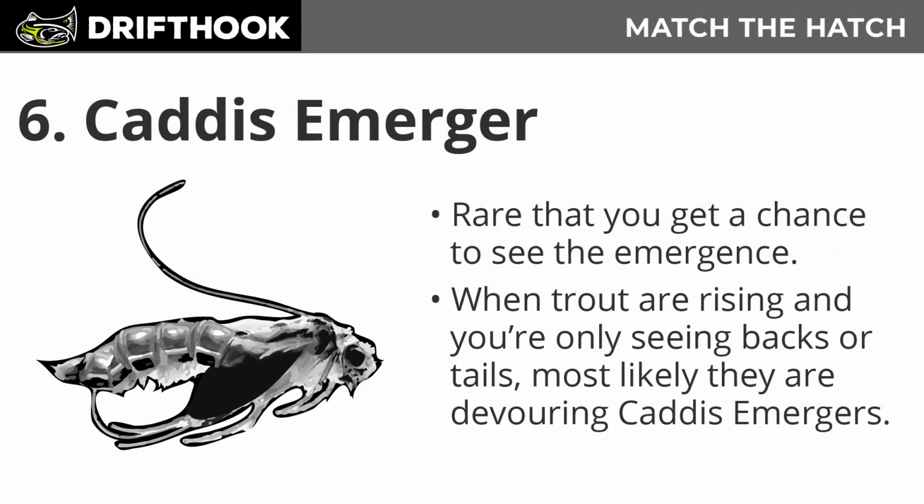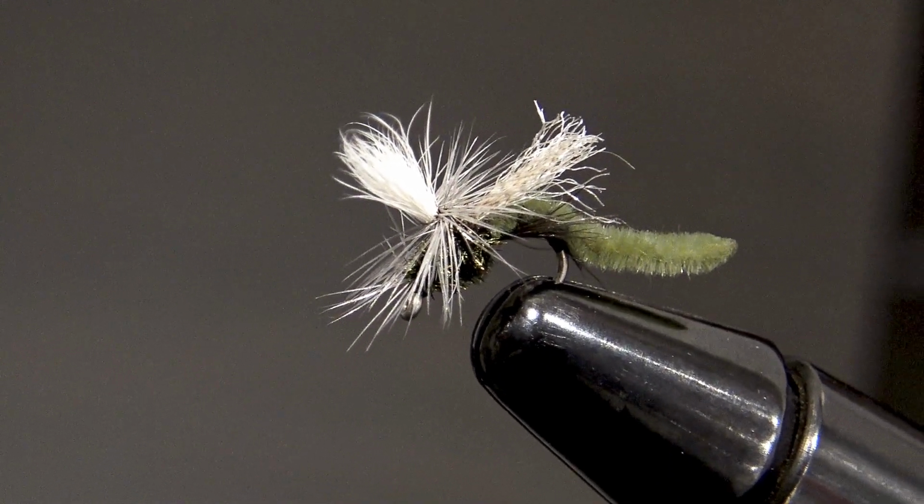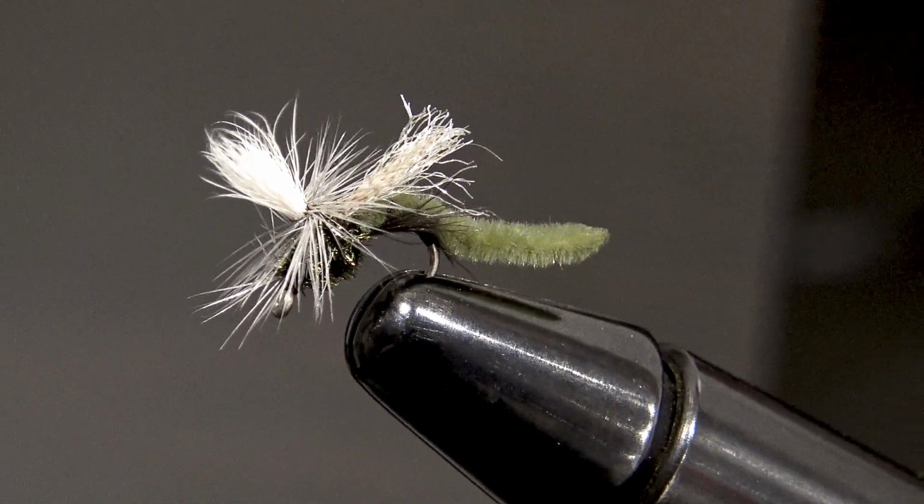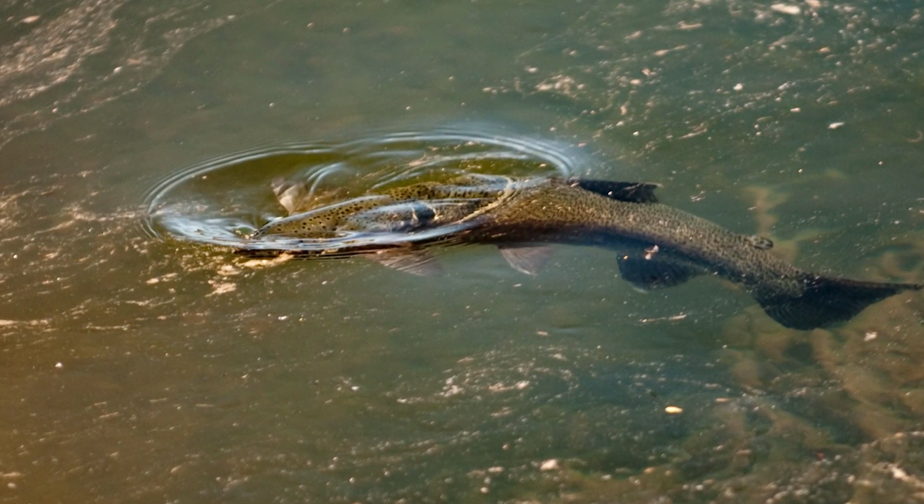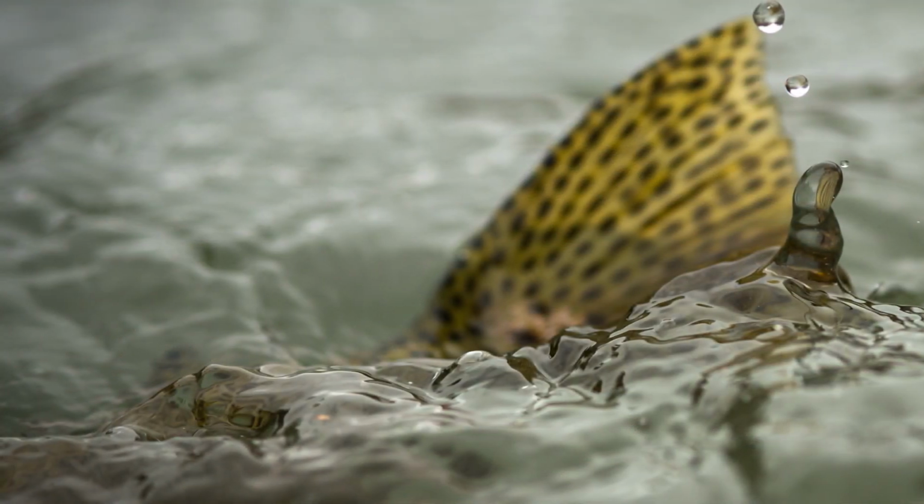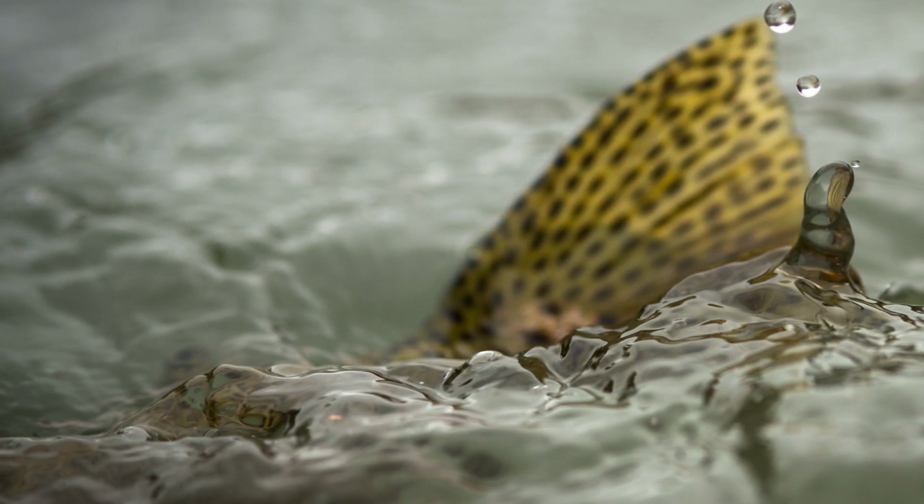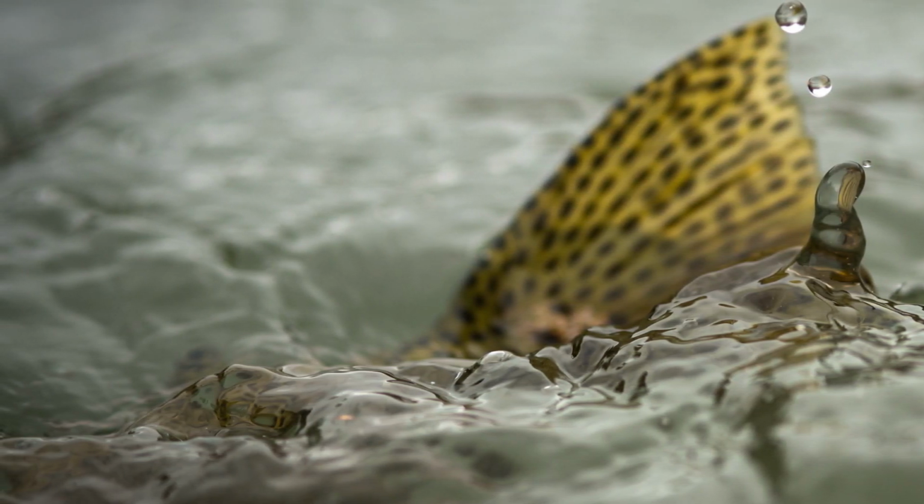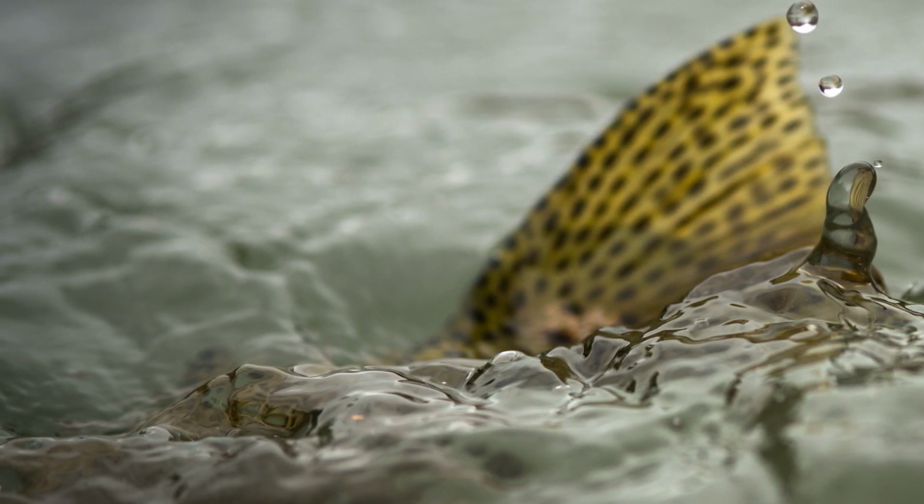The next stage is going to be the Caddis Emerger. Now, these are going to be a lot harder to find because it's a very messy transition from nymph to getting to the surface. They're getting out of that casing, and they are immediately going at a fast pace to the surface. It's very rare that you're going to get a chance to see an emerging caddis, but when you do, it's pretty cool. The next thing you want to look for is if trout are rising and you're only seeing the backs or you're seeing the tails, they're most likely devouring these Caddis Emergers because they're getting them right before they get to the surface. So that's a good indication when you're out on the water if you're seeing those backs and seeing those tails.